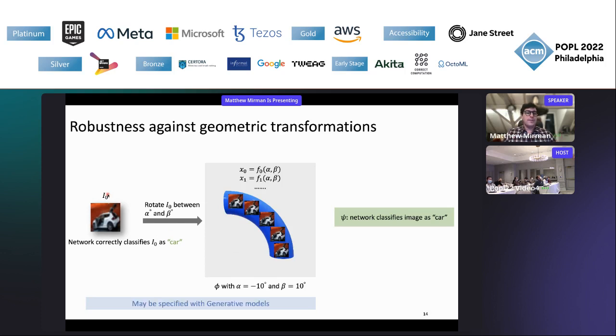Another way of specifying these geometric perturbations is using generative models. This allows us to determine the specifications by learning them in much the same way we would learn a classifier.